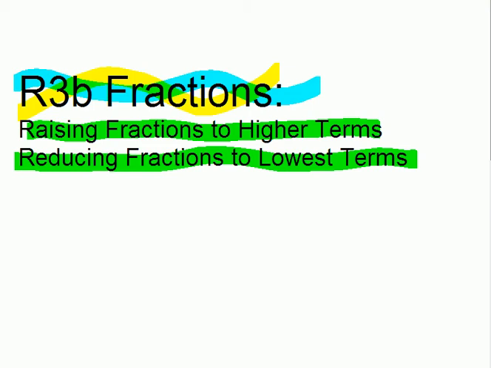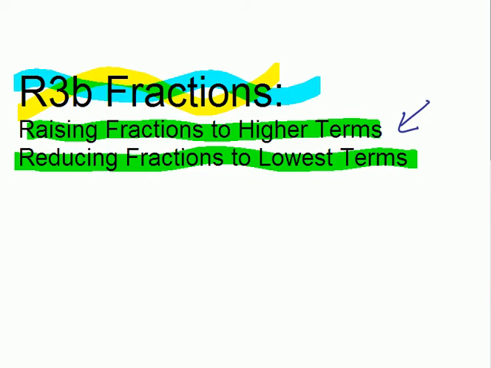As we pointed out in the R3 introduction, we can multiply or divide the numerator and denominator of a fraction by the same number to get an equivalent fraction. It just looks different, but it has the same value. Remember the 1/2 and 3/6. We can multiply to raise a fraction to higher terms. This will be really important in the next section, R4.